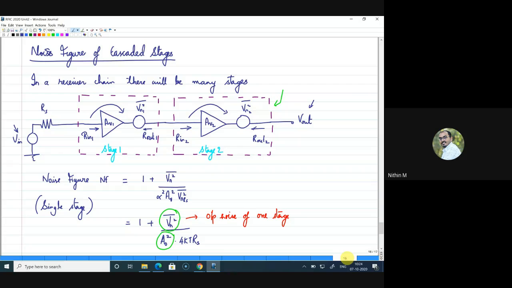Apart from that, when this signal travels through this path, you can see that there is an input impedance here. I told you before that I am considering this as a voltage amplifier. So the model will be something like this. The model will be like a resistance.